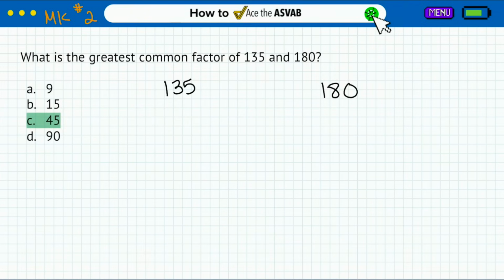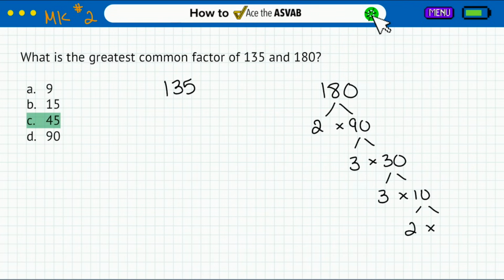So first thing I'm going to do is break down both numbers into their prime factors. Watch this. I'm going to say 180 is 2 times 90. 90, we can write as 3 times 30. Then 30 could be written as 3 times 10, and then 10 could be written as 2 times 5. So what are my factors here? I'm going to highlight these. We have 2, 3, 3, 2, and 5. Keep that in mind for a moment. We'll come back to this in a second.